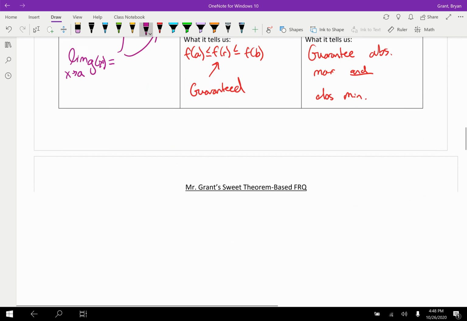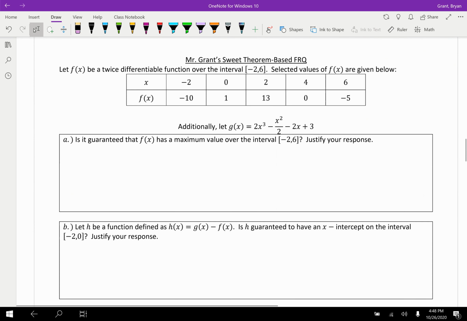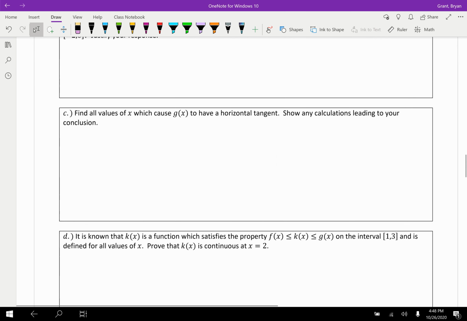All right, let's try some applications. So I have a free response question that I created. I'm particularly proud of it. Well, maybe not that particularly proud, so let me know what mistakes I've made on here, because I'm sure I'll have to change a few things. There are 4 parts to it.